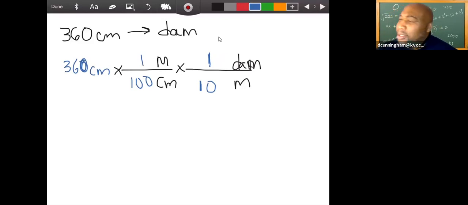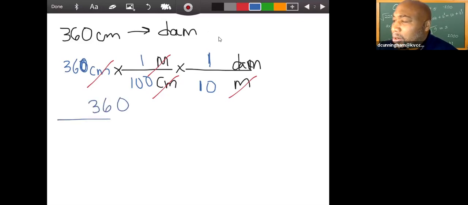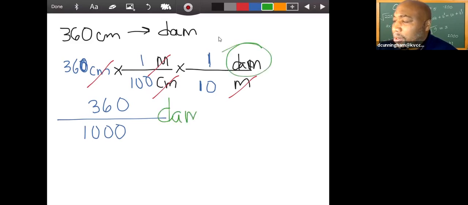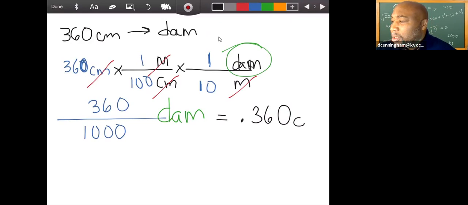Look at this, our units cross cancel and we're left with decameters. We end up here with 360 over 100 times 10, which is 1,000, and our remaining unit will be decameters. When we do the division, this is equal to 0.360 decameters, and that's what we have as our answer there.